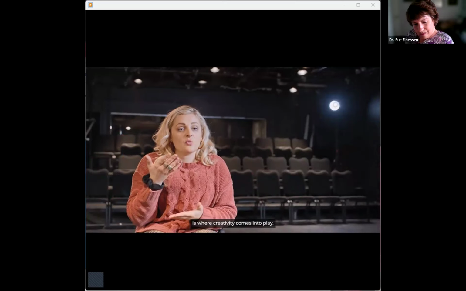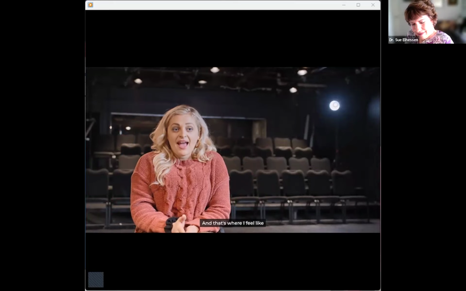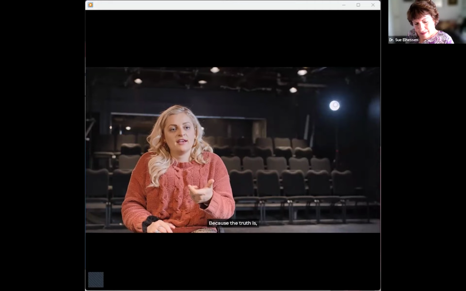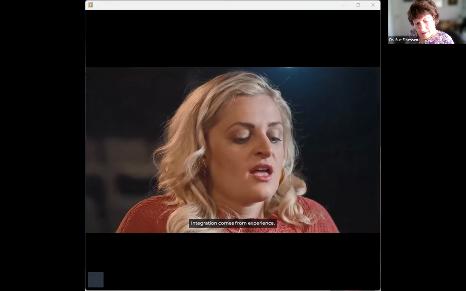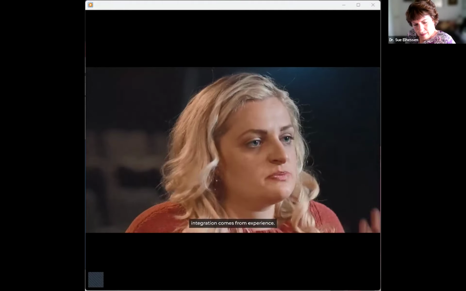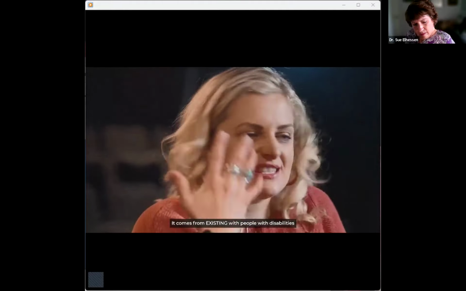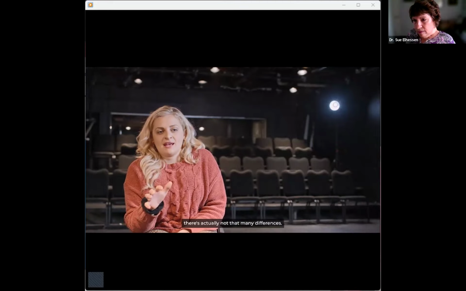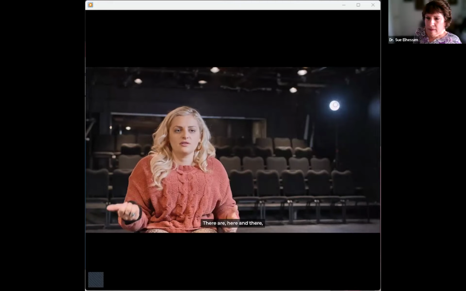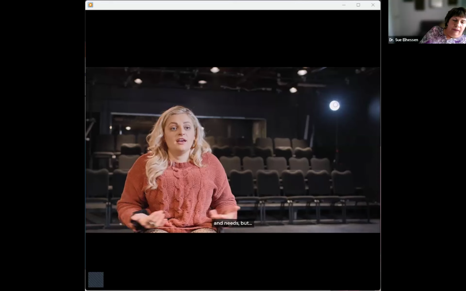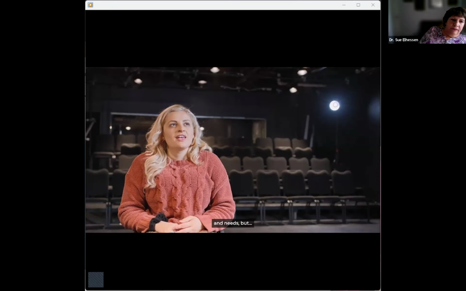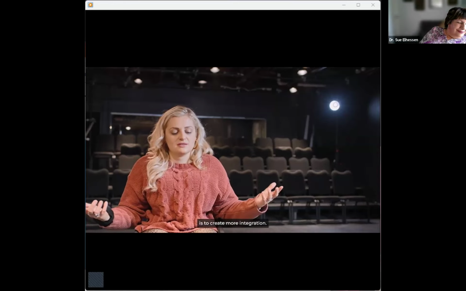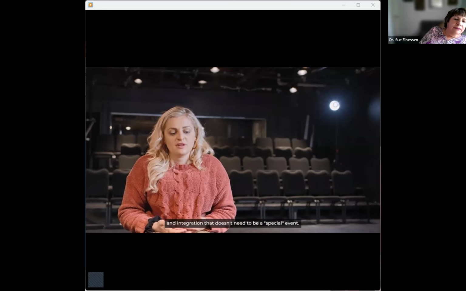Integration is where creativity comes into play. And that's where I feel like there isn't enough dialogue happening. Because the truth is, integration comes from experience. It comes from existing with people with disabilities and realizing there's actually not that many differences. There are here and there with just physical vocabulary and needs, but one of my missions is to create more integration.